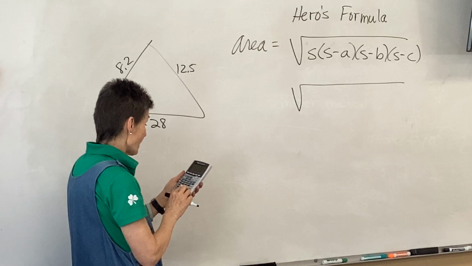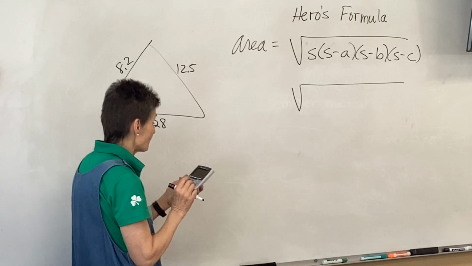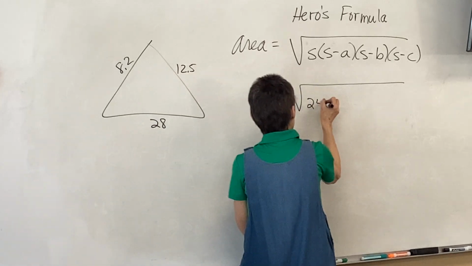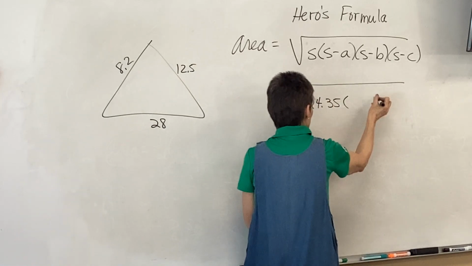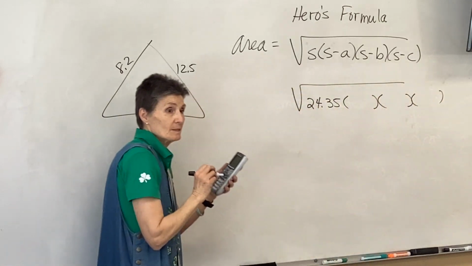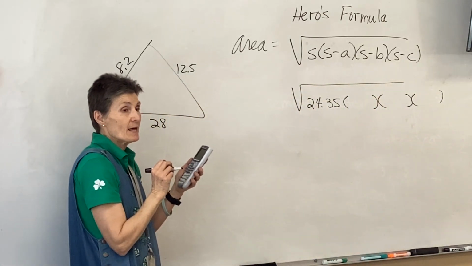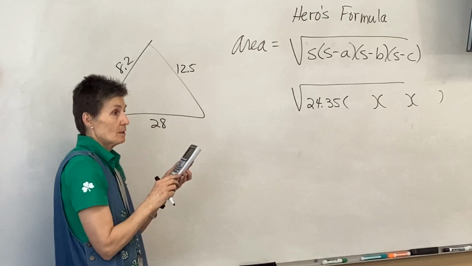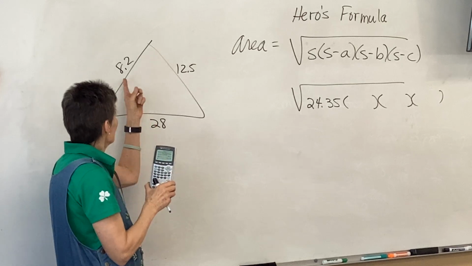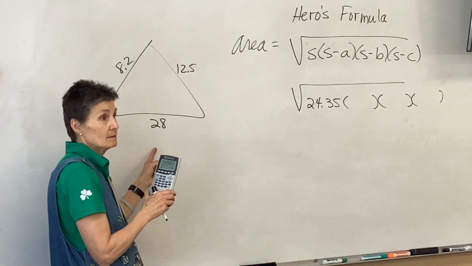Now, if you have a calculator, this should not be an issue for you. 24.35. All right? And then what do we do? We take 24.35 minus each of these.